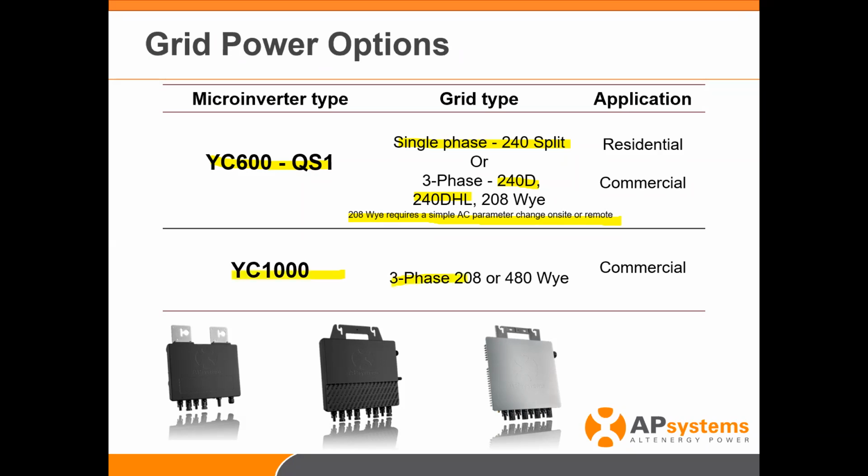YC1000, 3-phase, 208Y native. It's important as a Y. But the nice thing about the 600 and QS1 is they can be used in all 4 different power configurations. But again, the 208Y does require a simple AC parameter change. Again, it is as simple as pressing a button, sending the command, and you're done. But this is a step that customers get hung up on at times because, again, the 600 and QS1 ship in 240 volt split phase residential mode.